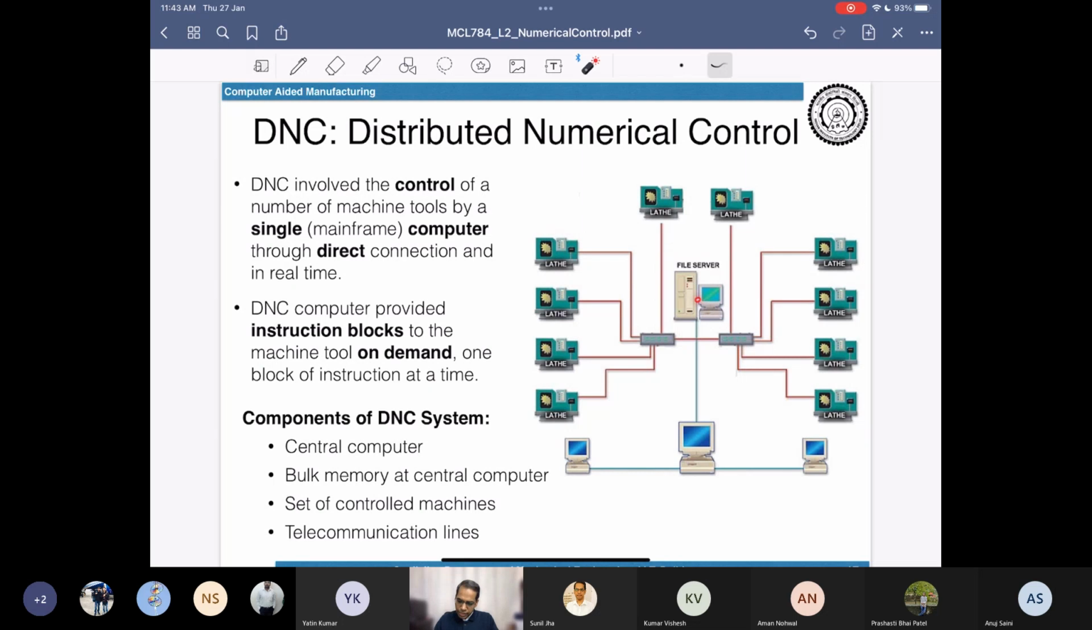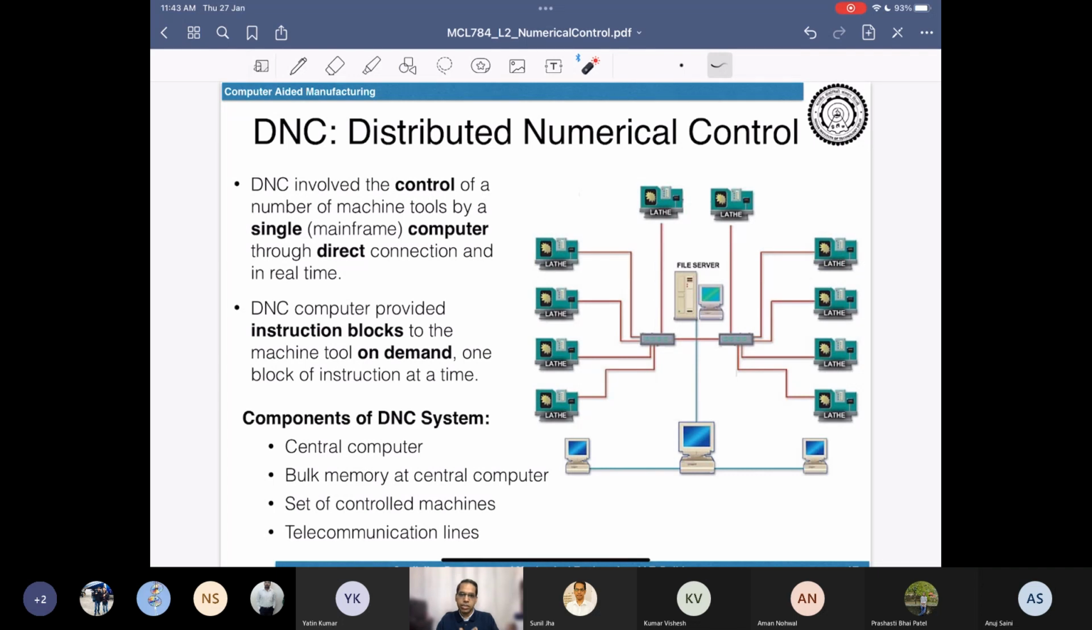It means this controller is directly controlling individual machines. It will be passing the instructions. So once a machine executes one instruction, for example, if I give N10 X15, then it will execute that motion. And once it is over, it will again ask for the next instruction from the same file server. So that is the way direct numerical control used to work. But nowadays we can easily afford computers on individual machines.